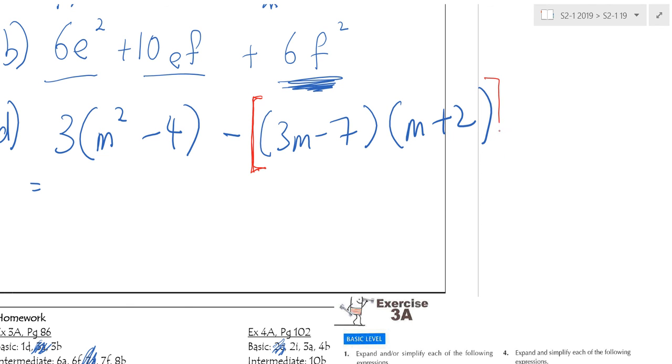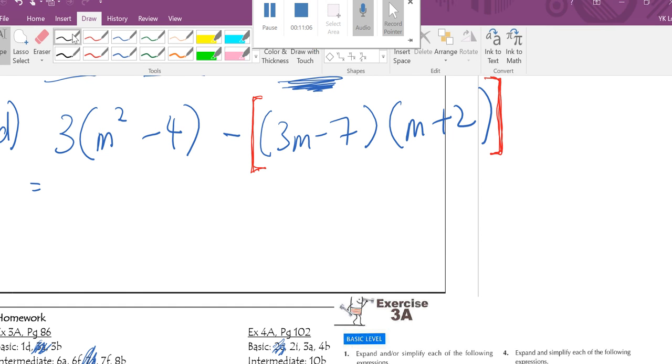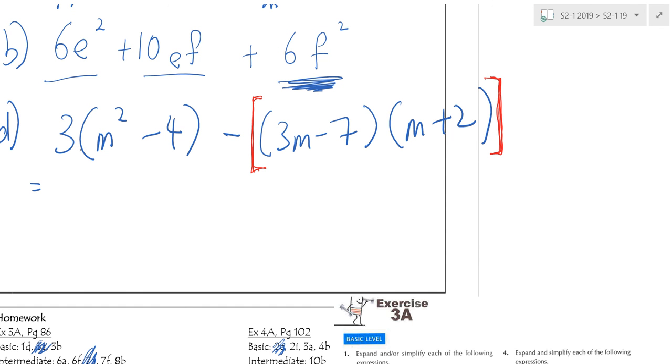Hafiza, there is a giant bracket in front, behind the minus. Reason? Because you have minus bracket bracket. So I want to do the inside first before expanding out. Hafiza, do the left side with me. What is 3 times m squared? 3m squared. What is 3 times minus 4? Minus 4. Minus bracket. Do the inside.